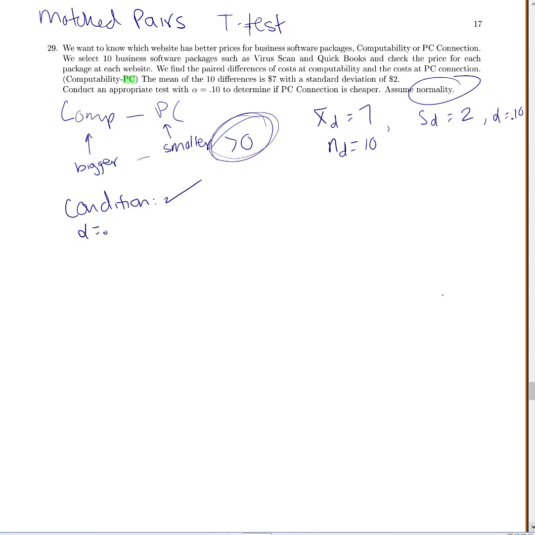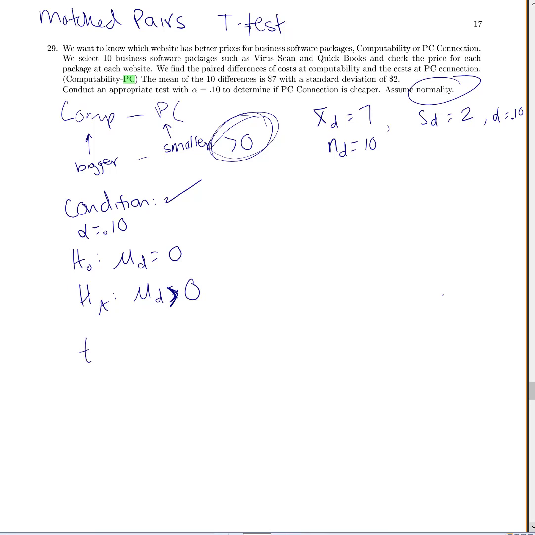We're going to do alpha equals 0.10 for our hypotheses. Our null is always that the difference is 0. The alternative, well, we said we want to see if PC is cheaper, which means it's smaller, so big minus small should give me positive values, so we'll do that the mean is greater than 0.